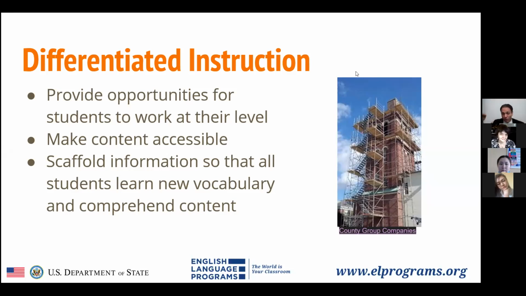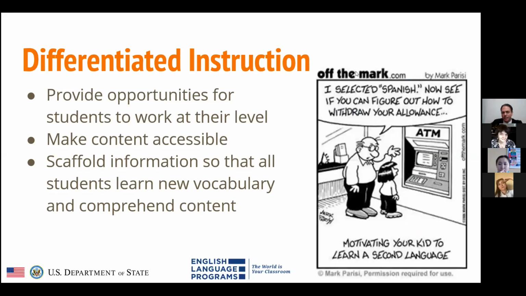Now, this can work at all levels, and it's most important for probably the beginner and intermediate levels, but it works for all levels because even for native English speakers, I believe in making the content accessible, and I'll show you some examples of that later on. And then you scaffold all the information that's important as well, and we'll talk about that in a minute.